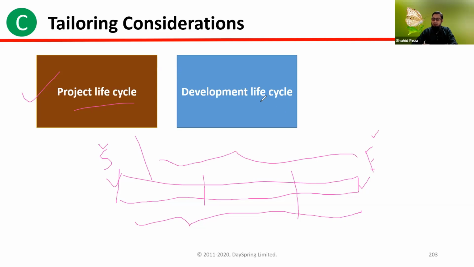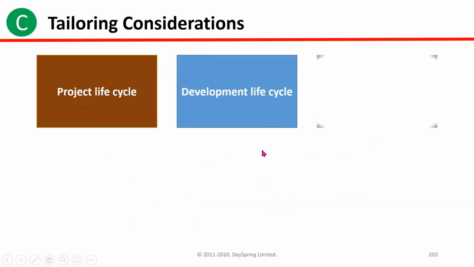And development life cycle: there are 5 types, right? Predictive, iterative, incremental, agile, and hybrid. So which one do we prefer for this particular project? Based on that we have to tailor. So these are the tailoring consideration factors.